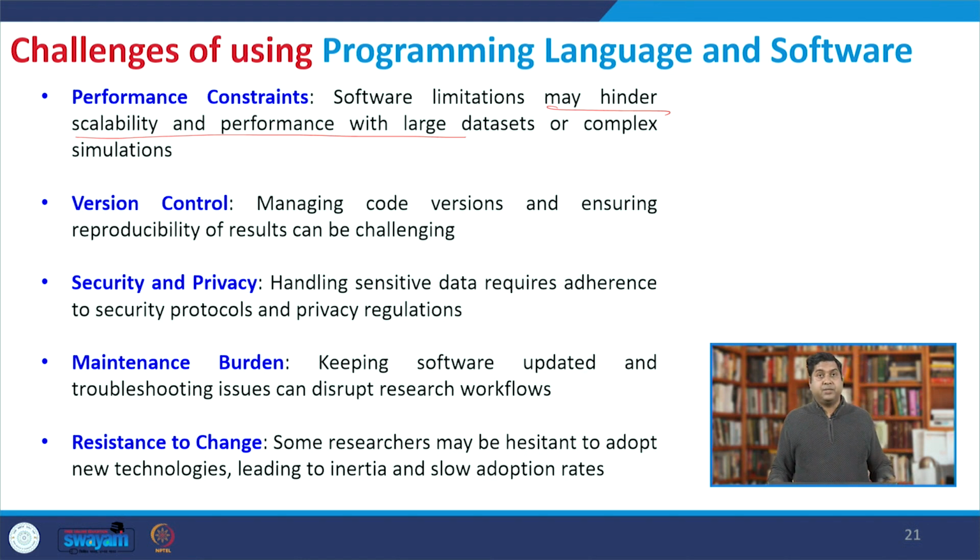Version control: software is nothing but a form of programming where developers are updating day by day, from version 1 to version 2 and so on. Many a times version control is very difficult. Security and privacy: handling sensitive data requires adherence to security protocols and privacy regulations for the data that you use.